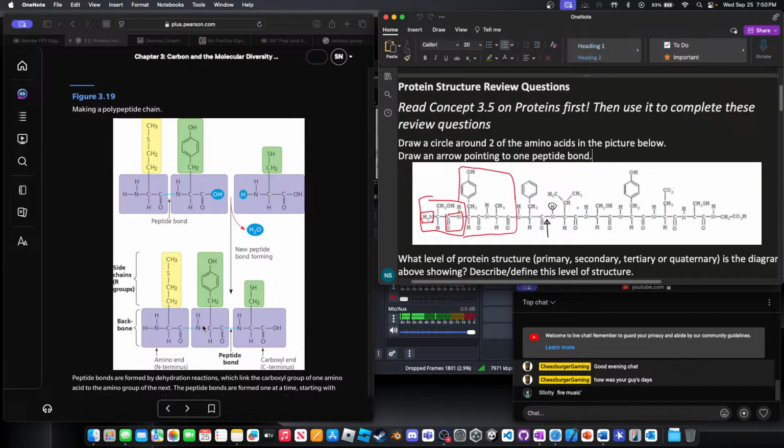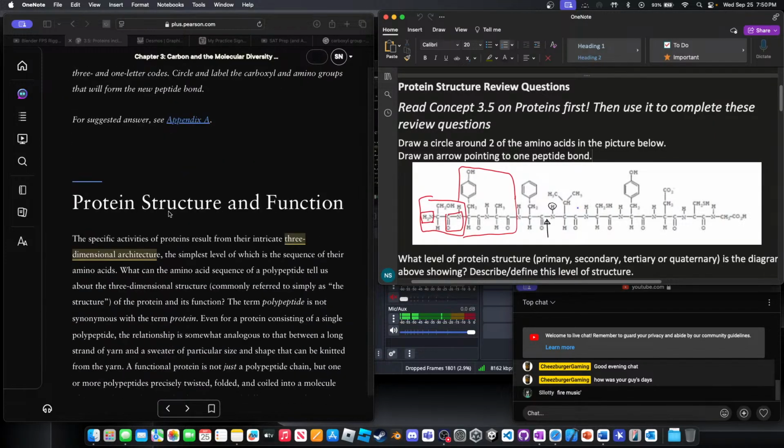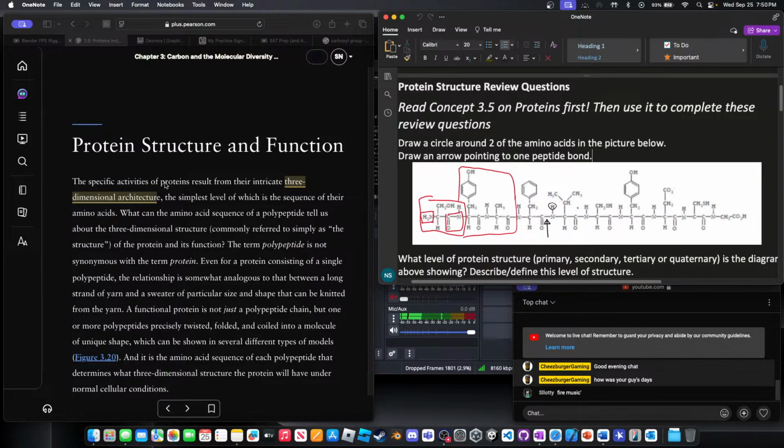What level of protein structure, primary, secondary, tertiary, or quaternary, is the diagram above showing? Describe slash define this level of structure. Okay, so we're not actually there yet. So we're gonna keep reading. The specific activities of proteins result from their intricate three-dimensional architecture, the simplest level of which is the sequence of their amino acids.